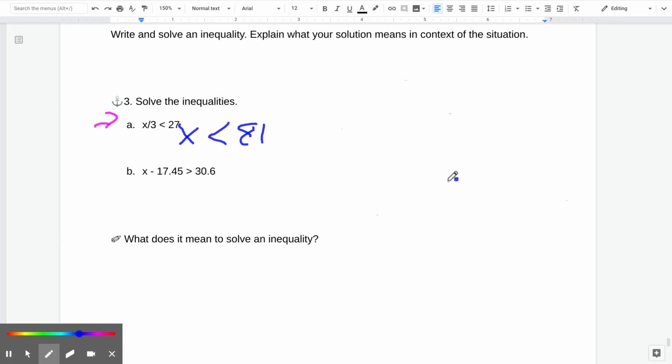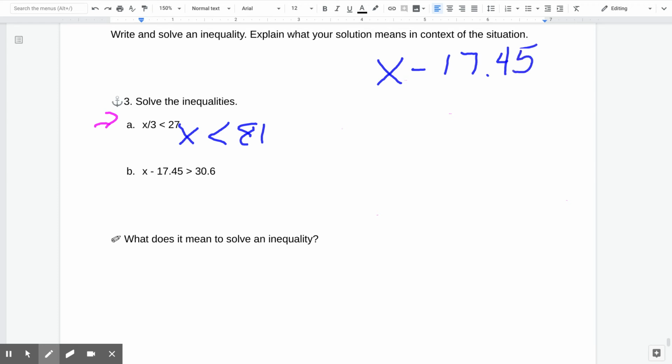All right, so now I'm going to look at B, and I'm going to once again solve it as if it were an equation and then use reasoning to figure out the inequality. So x minus 17 and 45 hundredths is equal to 30 and 6 tenths.